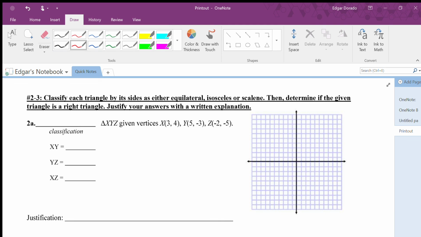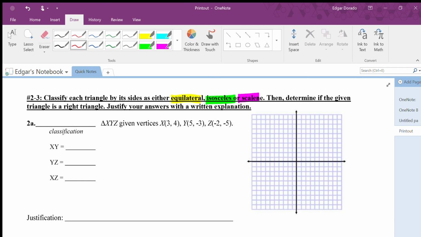So it says classify each triangle by its sides as either equilateral, isosceles, or scalene. Then determine if the given triangle is a right triangle. Justify your answers with a written explanation. Alright, well first we're going to have to go ahead and graph these points.